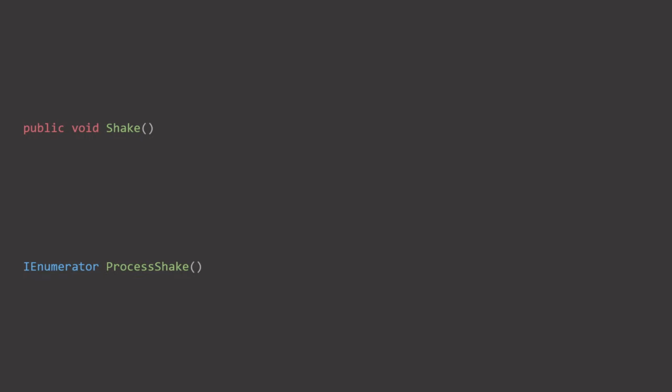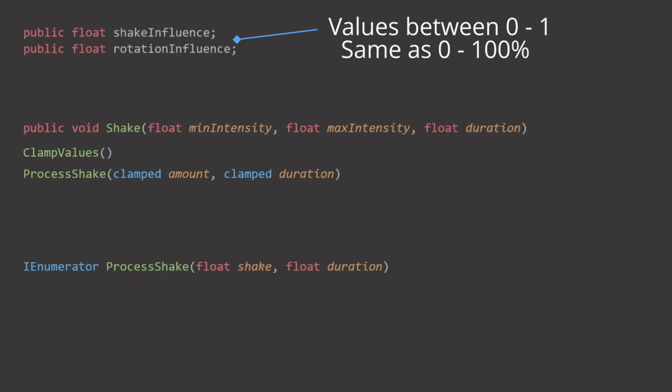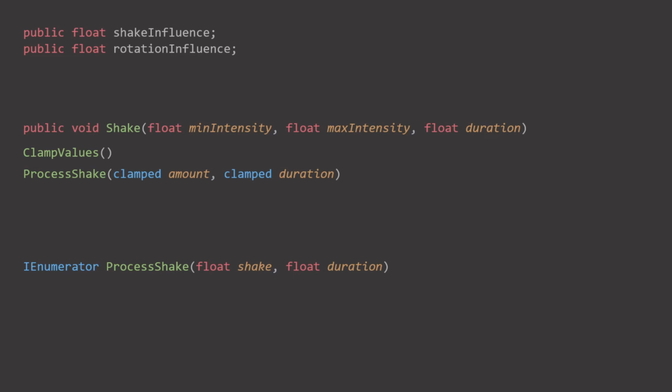So I added those values as arguments to the public shake method instead. Now we can clamp those values, perform modifications, and then start the coroutine from there. I then added influences. This will act as a multiplier and also a toggle. A value of 0 means the camera won't be influenced, while a value of 1 means it's 100% susceptible to shaking. Different cameras can have different values.